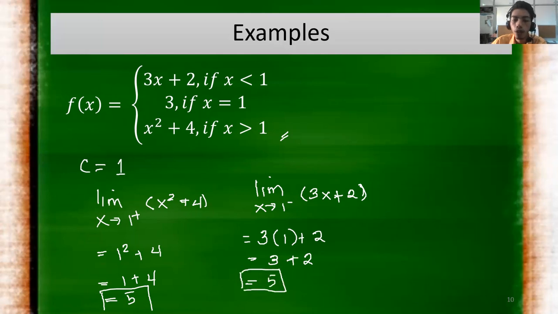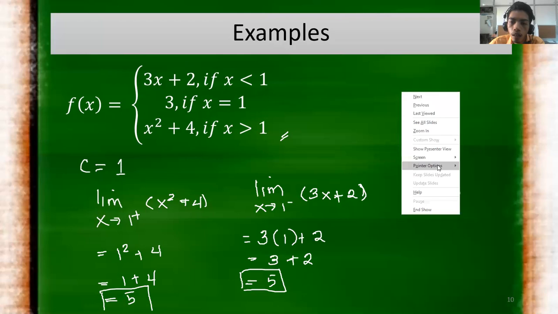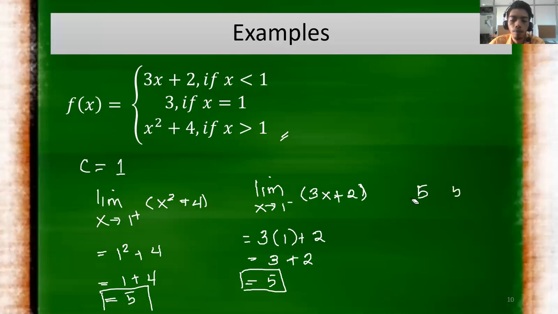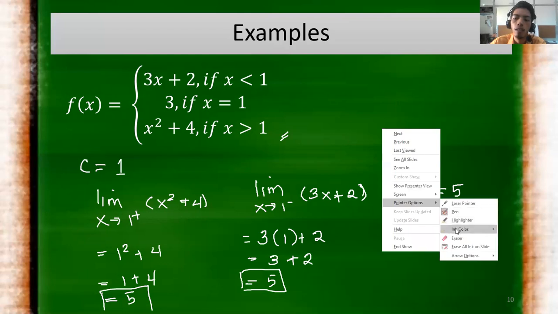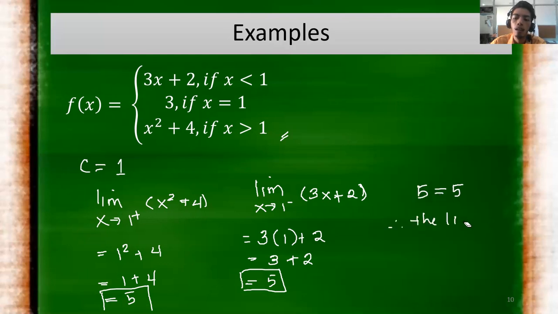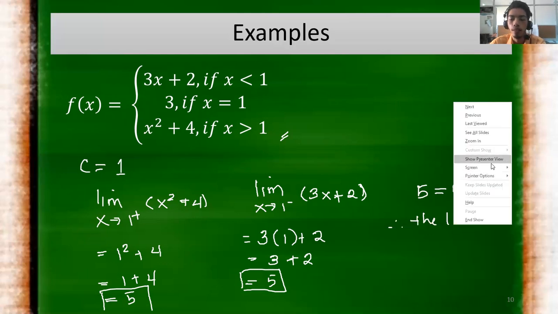And now the right hand limit, which is 5, and the left hand limit, which is 5, indicates that they are equal. They are equal. We can say that the limits exist.